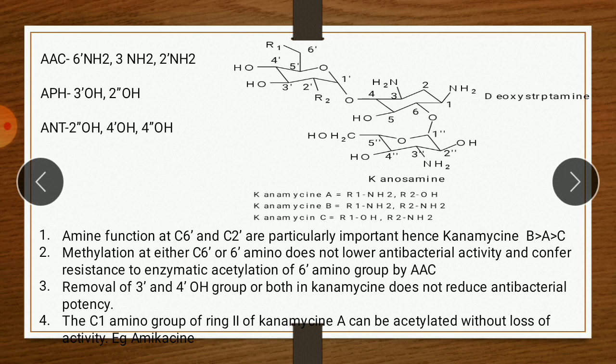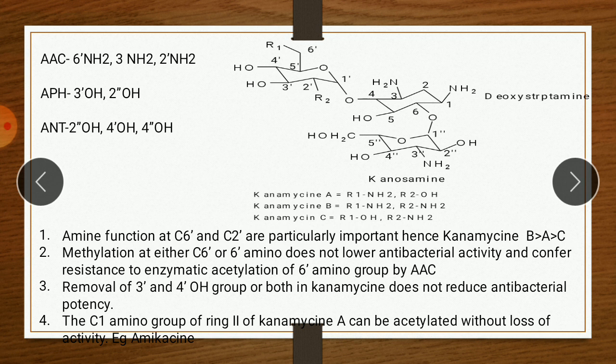So if we see the kanamycin B structure, R1 and R2 are equal to amino group. So in case of kanamycin B, it contains 2 amino groups, that is on carbon 6 dash and carbon 2 dash. Therefore it is more potent as compared to kanamycin A, where R1 equals NH2 group, R2 equals OH, that is only 1 amino group is present.